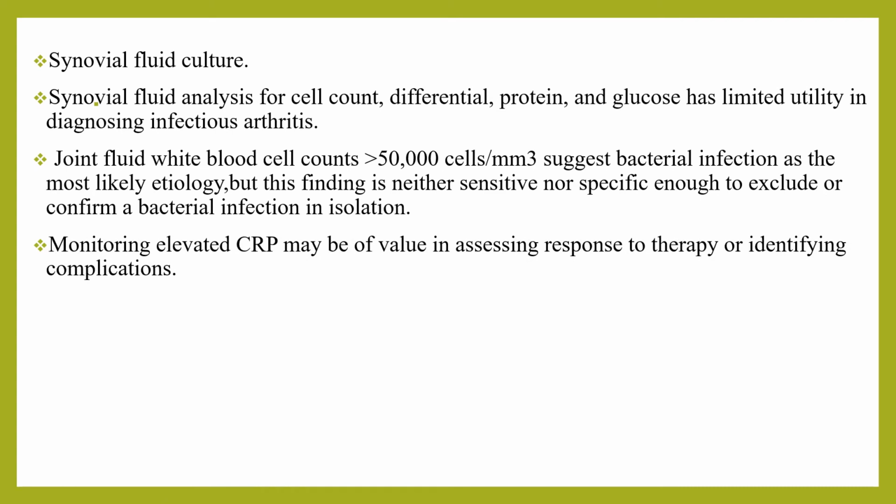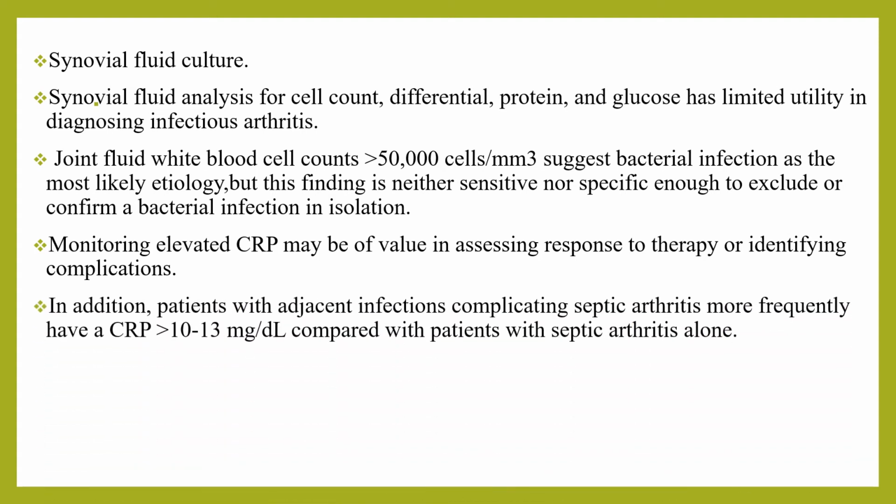Monitoring elevated CRP might be of value in assessing response to therapy or identifying complications of septic arthritis. In addition, patients with adjacent infection complicating septic arthritis more frequently have elevated CRP, more than 10 mg per deciliter, compared with patients with septic arthritis alone.